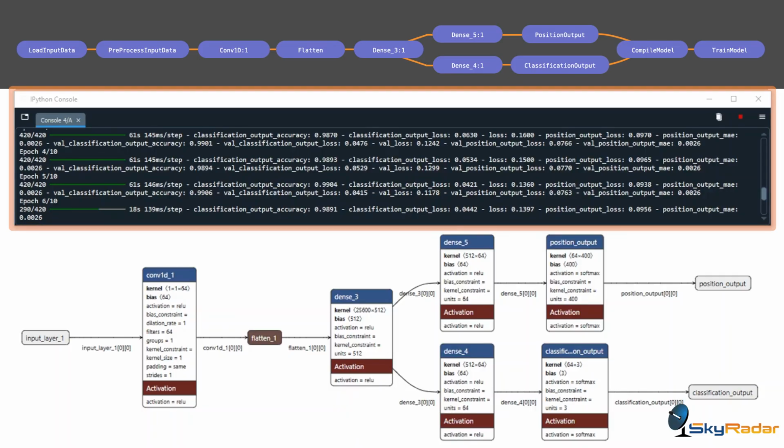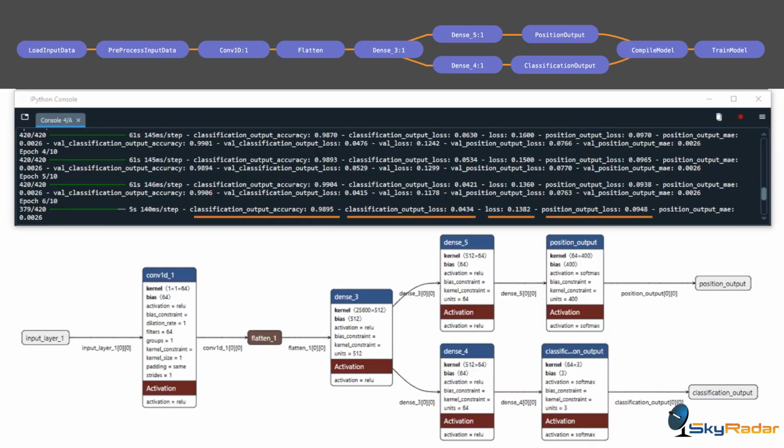Finally, let's take a look at Figure 2, which shows the Python console during the training process. Here, the model is trained over 10 epochs, with clear progress displayed as the training unfolds. As we can see, the loss function decreases steadily, while the accuracy improves with each epoch. This demonstrates that the model is effectively learning to minimize error and make better predictions over time.